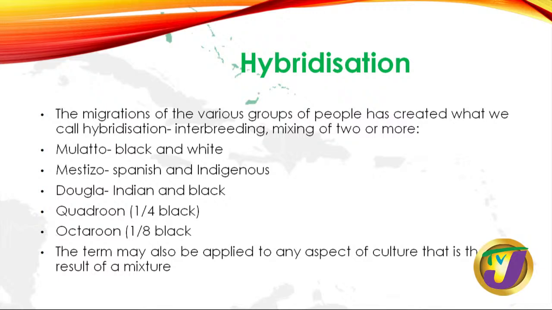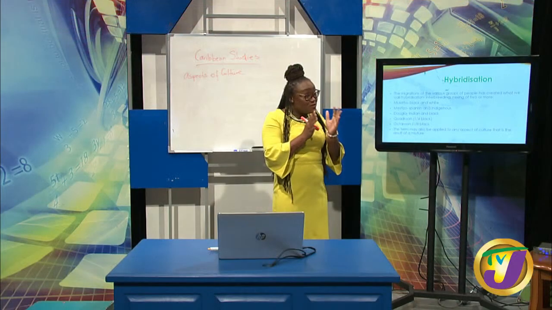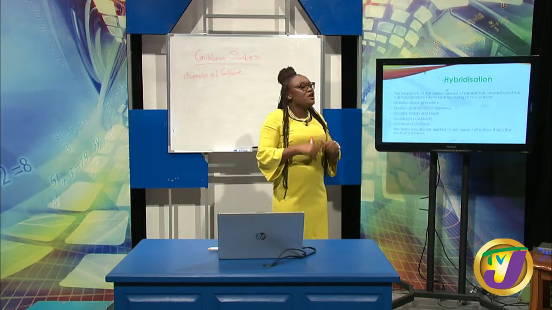So we have some examples here. The one that you probably would be most familiar with would be mulatto, right? That is the mixing of black and white. Sometimes it's also called Creole. I recall we looked at a multiple choice question like that in previous lessons. And then we have mestizo. That is a mixing of Spanish and indigenous. So there was some mixing going on there. It may not be a lot, but there was some mixing. And the result of that mixing, the offspring, is mestizo.